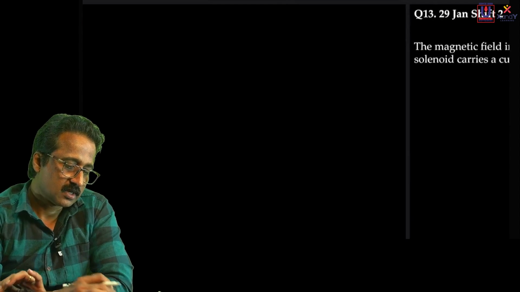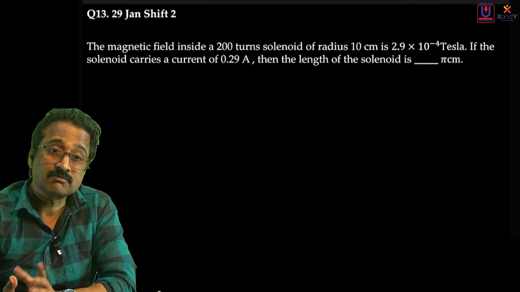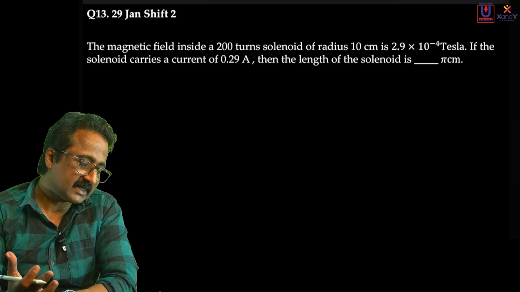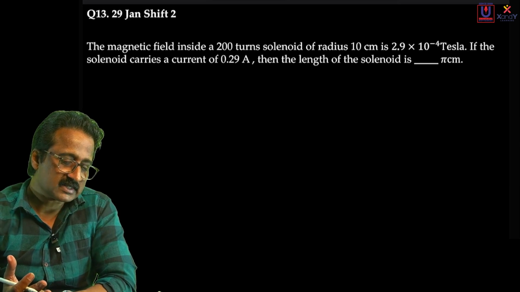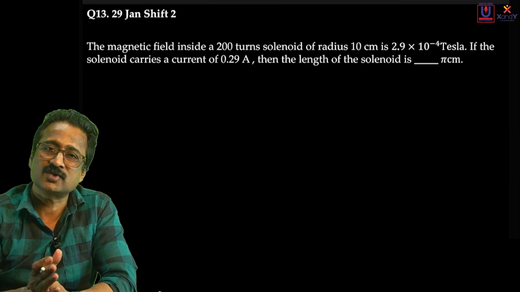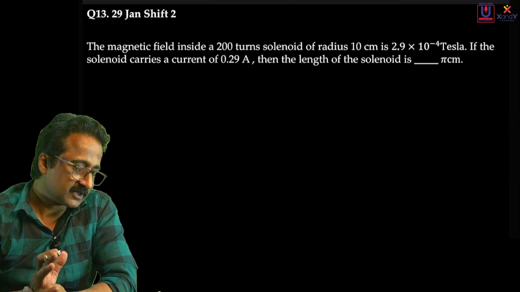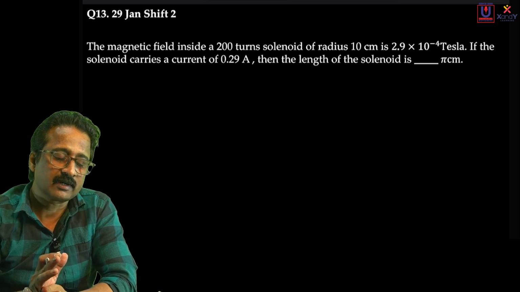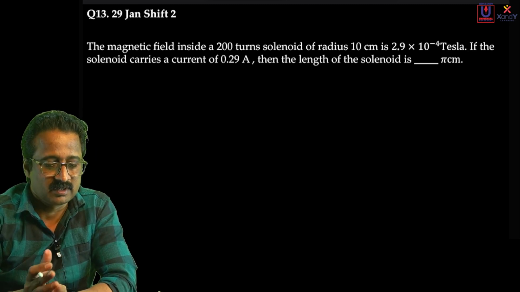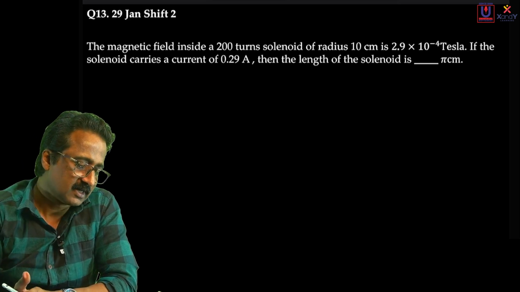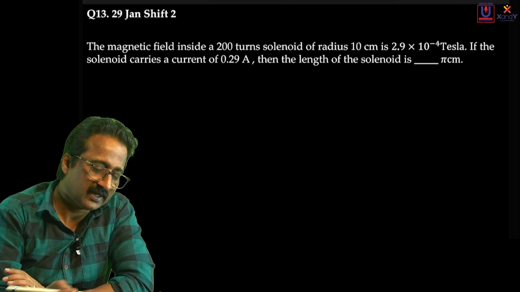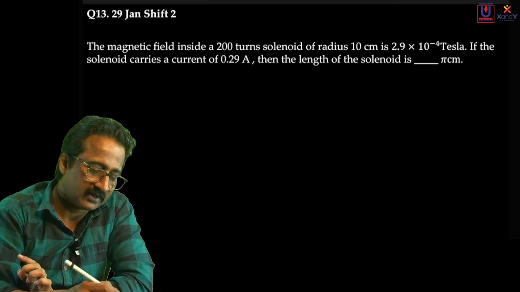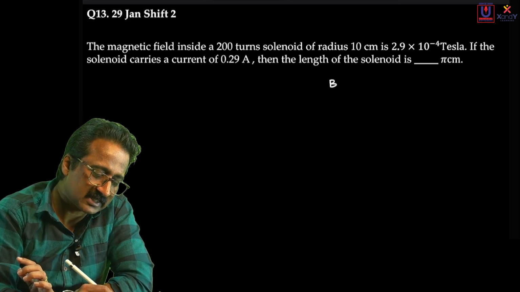Here comes the last question from moving charges and magnetic effects. The magnetic field inside a 200 turn solenoid of radius 10 centimeters is 2.9 into 10 raised to minus 4 Tesla. If the solenoid carries a current of 0.29 ampere, then the length of the solenoid is how much? In terms of pi, you have to express it. It's a direct question. You are finding the length of the solenoid which can give a certain magnetic field. So it's only about expressions.